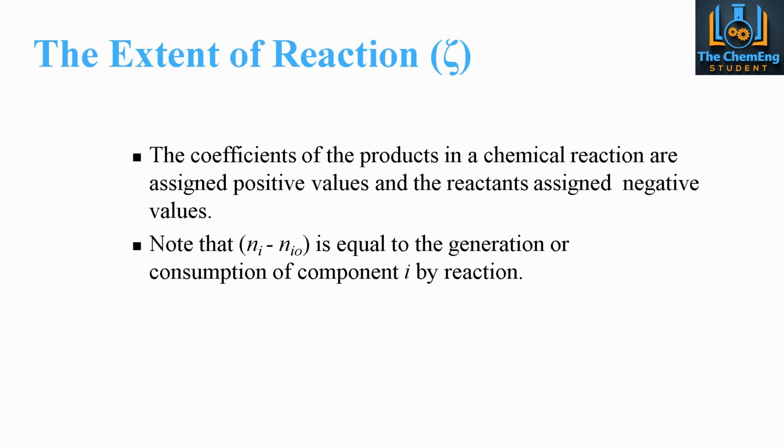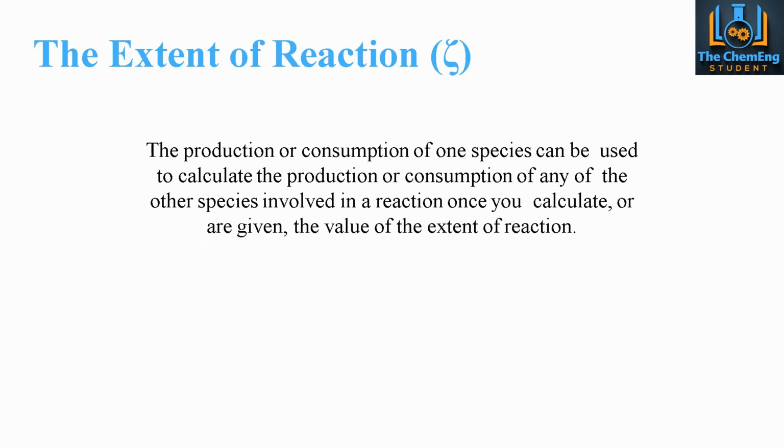Now, the coefficients of the products in a chemical reaction are assigned positive values and reactants negative. That's just to reiterate what we said before. And Ni minus Ni naught is equal to the generation or the consumption of the component by the reaction. So if we can determine the extent of the reaction for the limiting reactant, we can relate that to all the other components. The production or consumption of one species can then be used to calculate the production and consumption of any other species involved in a reaction once you calculate or are given the value of the extent of the reaction.